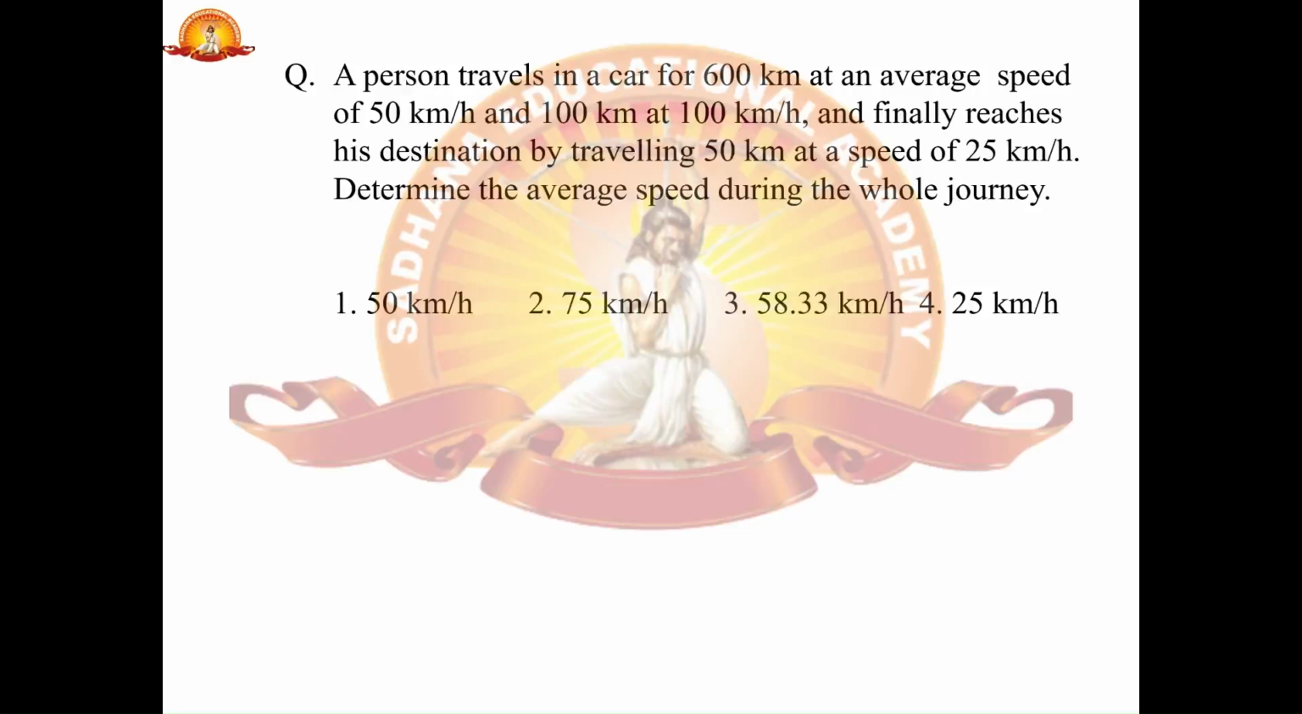A person travels in a car for 600 kilometers at an average speed of 550 kilometers per hour and 100 kilometers at 100 kilometers per hour, and finally reaches his destination by traveling 50 kilometers at a speed of 25 kilometers per hour. Determine the average speed during the whole journey.